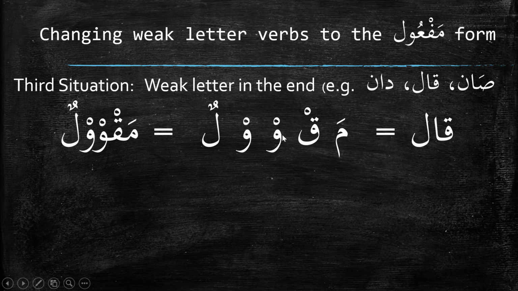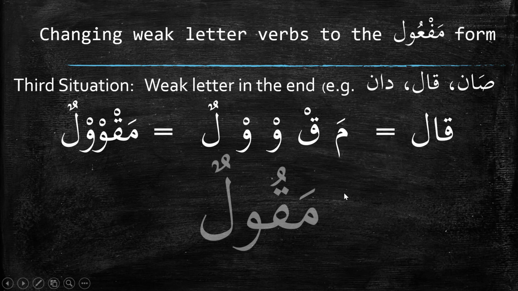Well, this waw can be used for elongation. And so we'll keep the sukoon here, but then we're going to need to change the diacritical mark, or the vowel here, to elongate with the waw. What vowel elongates with the waw? It's a dhamma. So this sukoon over the qaf is going to change to the dhamma so that it can elongate the waw and we can keep everyone together as a happy family. So we get maqool.